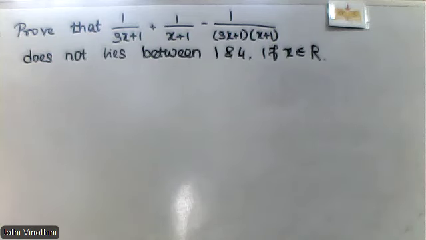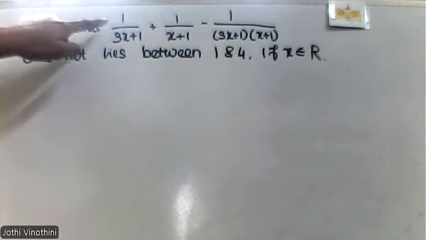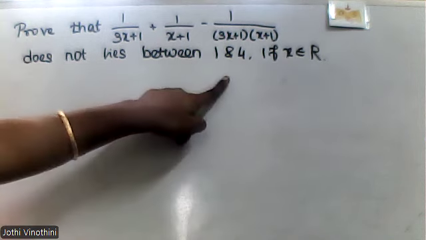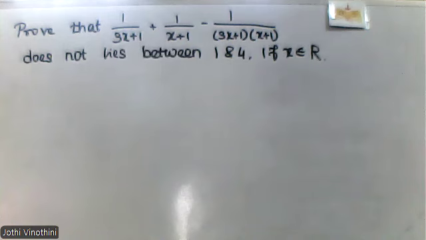But today also we are going to solve some sums in quadratic equation, right? Right. So the first question is, prove that 1 divided by 3x plus 1 plus 1 by x plus 1 minus 1 divided by 3x plus 1 multiplied by x plus 1 does not lie between 1 and 4 if x belongs to a real number.